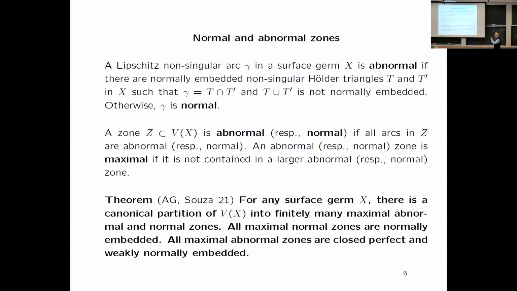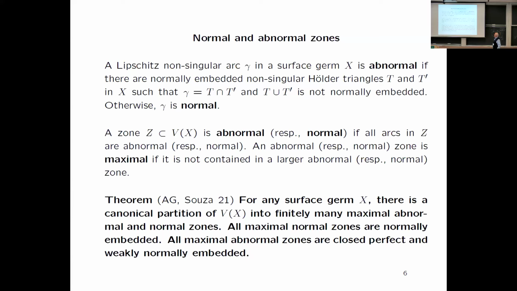Again, we have this notion of normal and abnormal, so let's start with an arc. We start with a non-singular Lipschitz arc. Lipschitz singular arcs are finitely many, so we already know where they are, we don't care about them. We want to deal with the non-singular arcs.